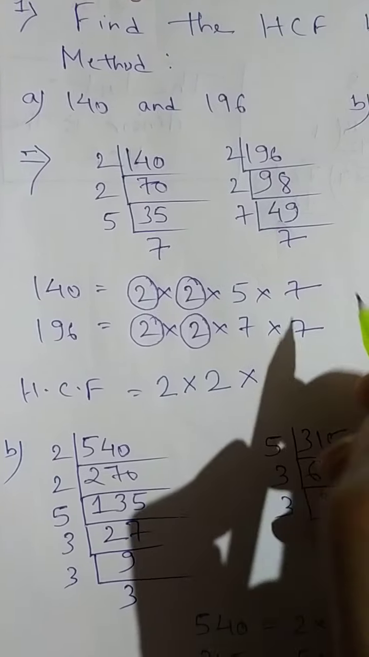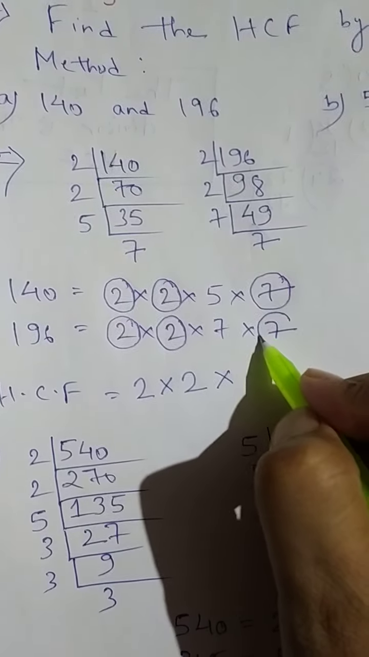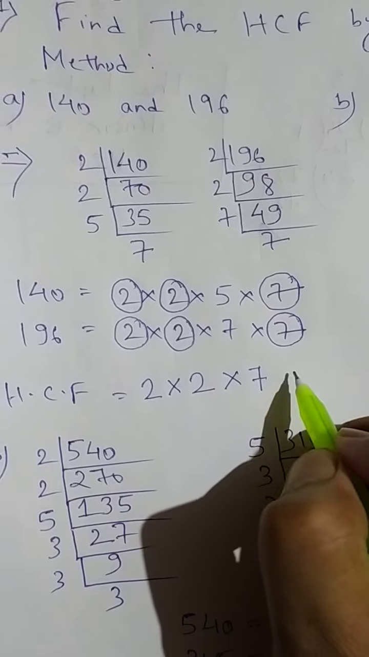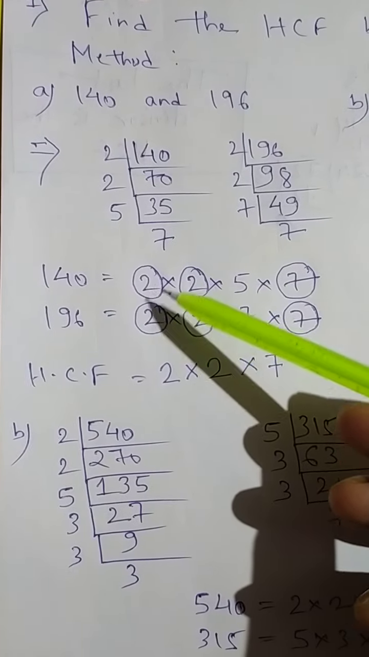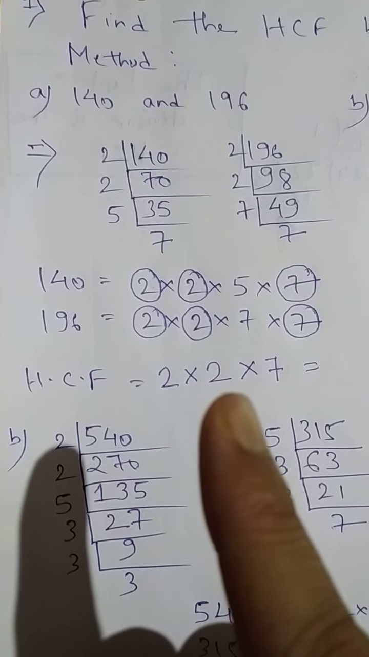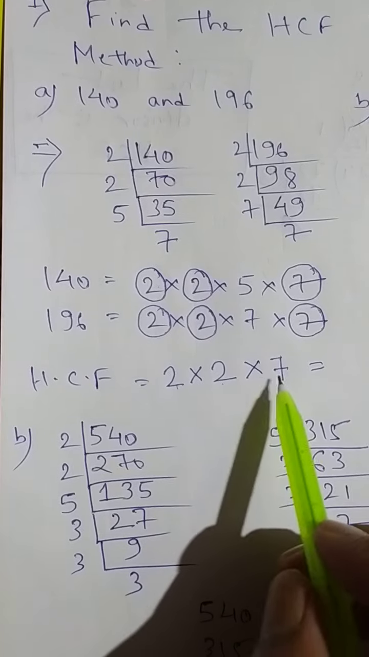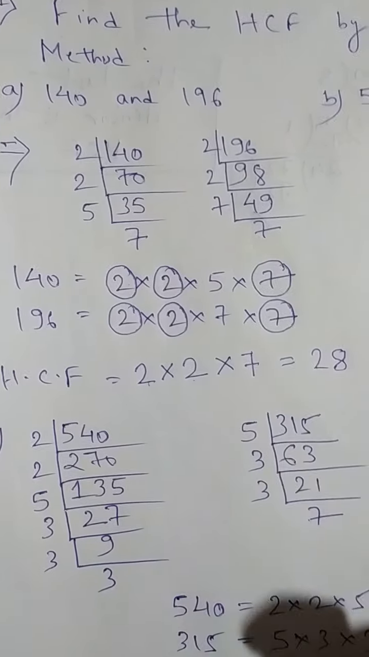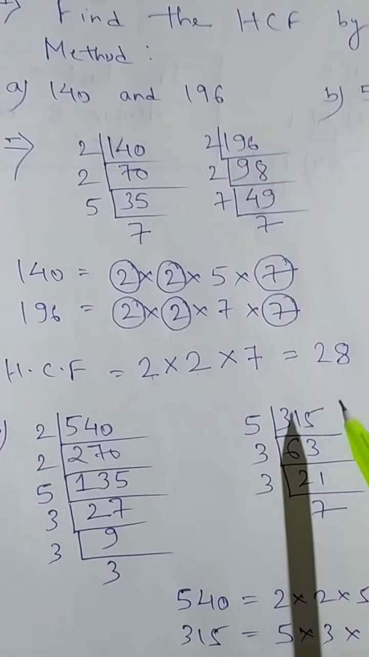Any other common number? Yes. This one 7, and this one 7. So for this you have to write only one time 7. So this is the way. You have to circle the common numbers and write down only one time. So 2 2s are 4 and 4 7s are 28. So the HCF of 140 and 196 is 28.